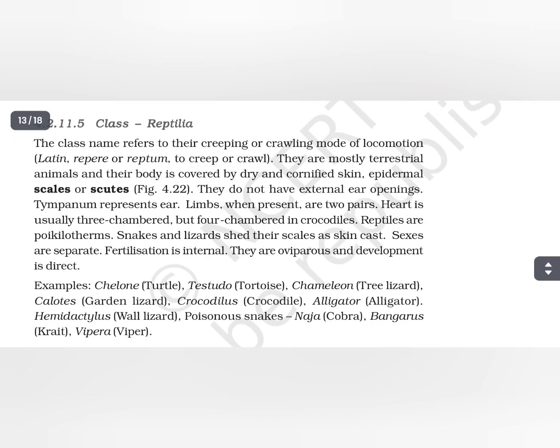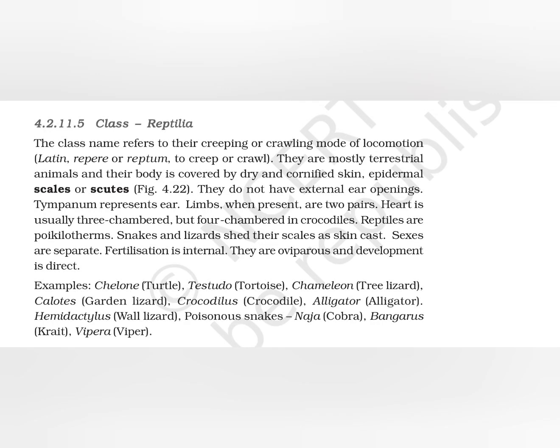Class Reptilia. The class name refers to the creeping or crawling mode of locomotion. They are mostly terrestrial animals and their body is covered by dry and cornified skin, epidermal scales or scutes. They do not have external ear openings. Tympanum represents ear. Limbs, when present, are two pairs. Heart is usually three-chambered, but four-chambered in crocodiles.